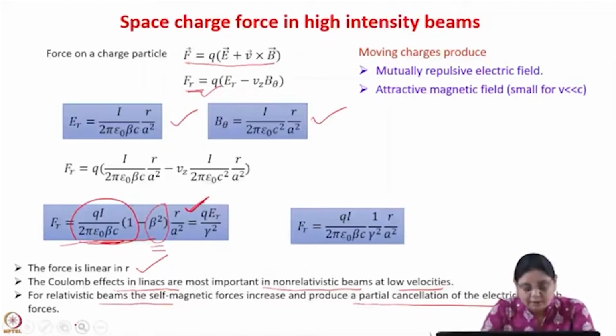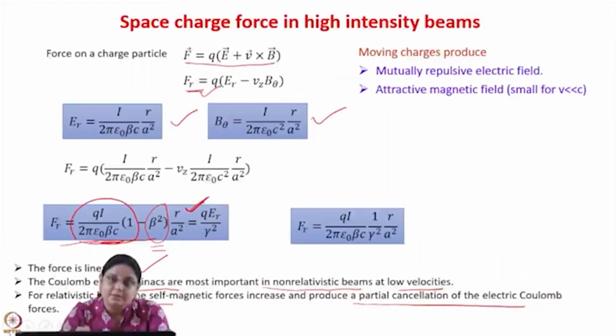So, at higher energies, or let's say for electrons, because we know for electrons the beam becomes relativistic at lower values of kinetic energy, the space charge forces are not so important. They are more important for high current ion beams at lower energies. So moving charges here produce mutually repulsive electric field and attractive magnetic field.